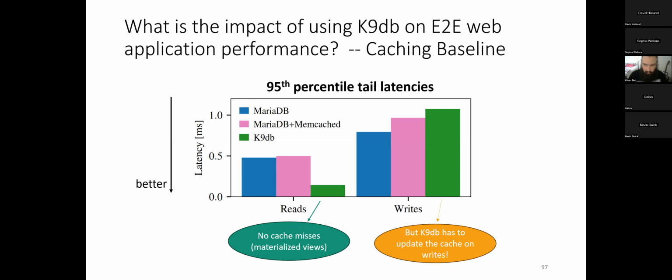And I want to remind you all that in addition to having better read performance because of having no cache misses, a key advantage of this caching approach is that the cache is always up to date and is always compliant, because K9db is automatically updating it in response to all the writes, including GDPR deletion requests. And so the application developers here do not need to take on the responsibility of making sure that this cache is compliant or worry about it in any way. Cool.